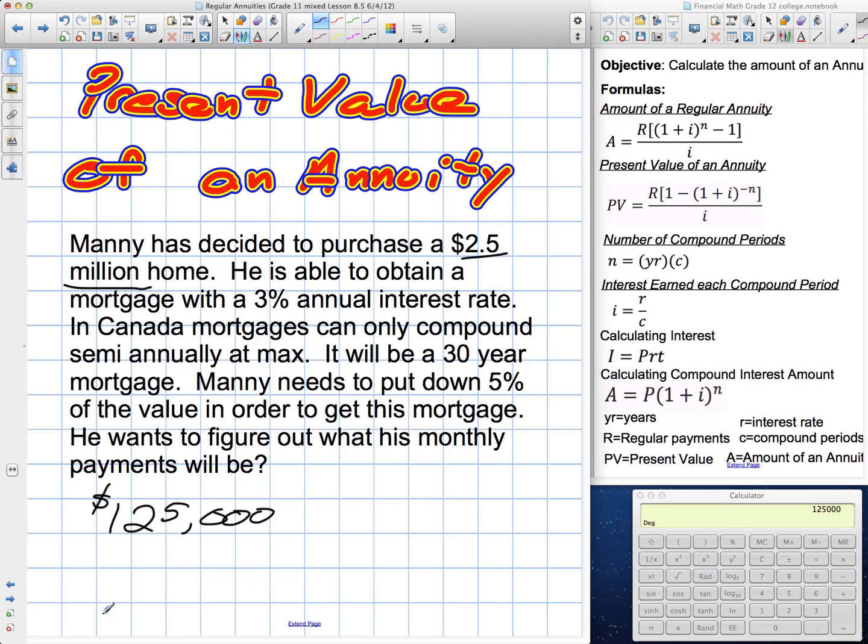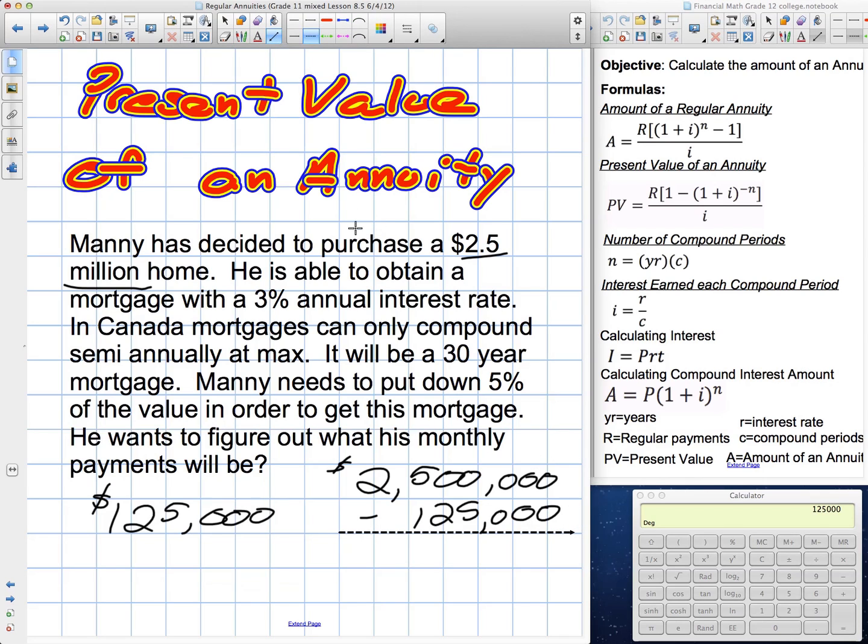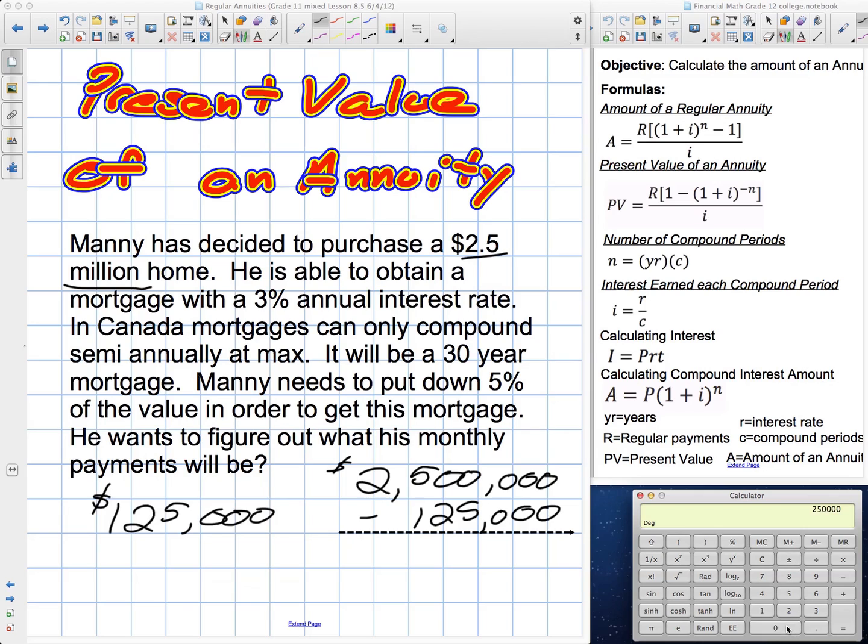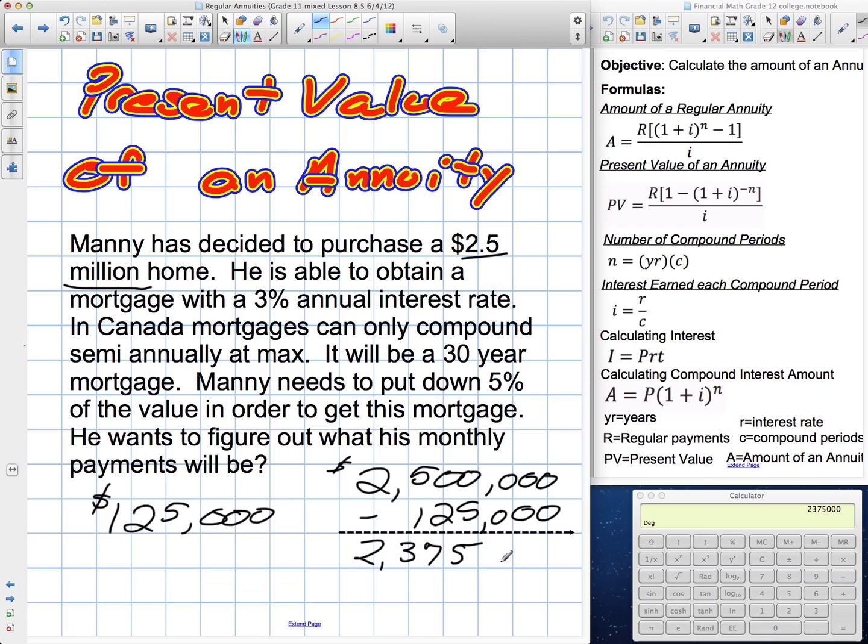Now, if that's the case, what is his mortgage going to be for? Will it be a $2.5 million mortgage? No, we subtract that from 2.5. That's right. Because he's putting a down payment of $125,000, he's actually got to subtract that from the amount. Otherwise, he won't even be able to obtain this loan, which is commonplace. If you don't put a large enough down payment, they either give you larger interest rates or they won't give you the loan at all. So we take our $2.5 million and subtract $125,000. And his mortgage is for $2,375,000. Still a pretty large mortgage, okay?